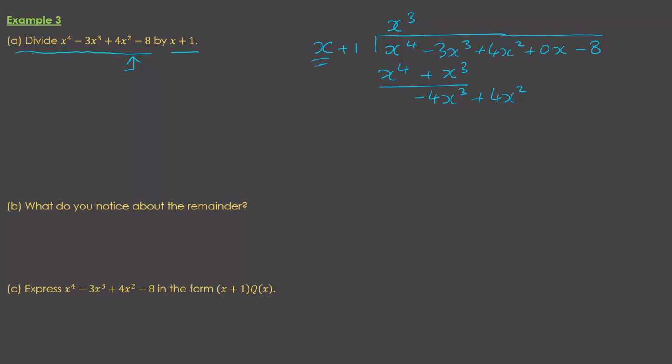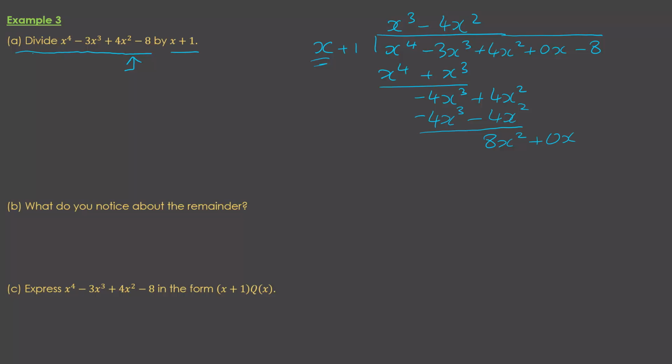What do we multiply x by to get negative 4x cubed? Well, that's negative 4x squared. Negative 4x squared times x is negative 4x cubed. Negative 4x squared times 1 is take away 4x squared. And subtract gives me 8x squared plus 0x.